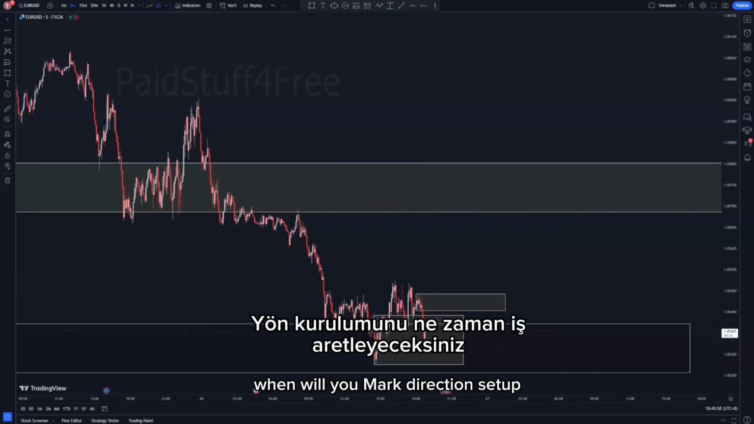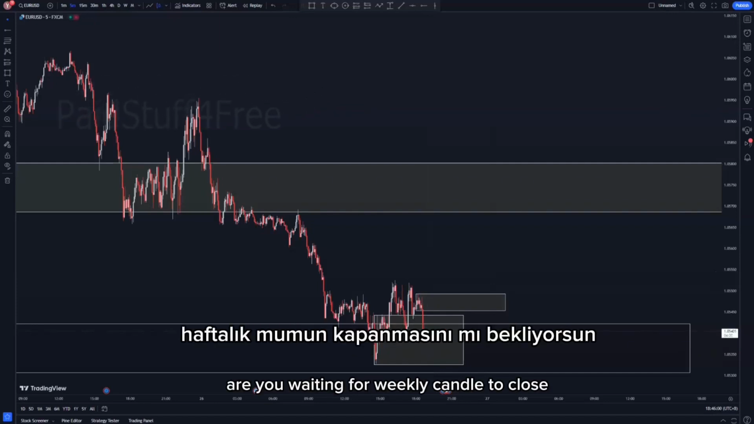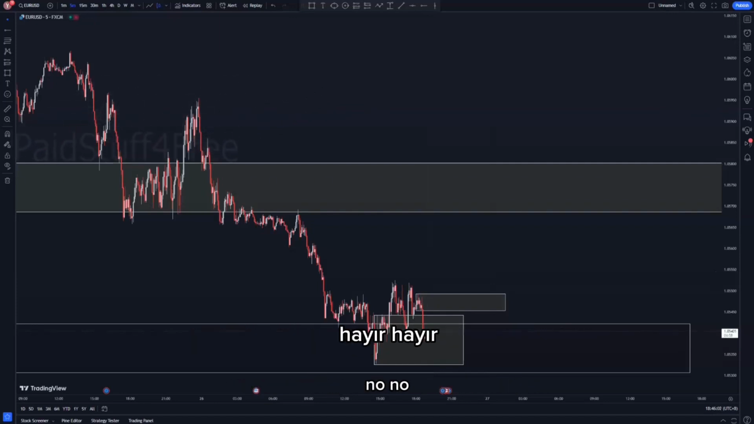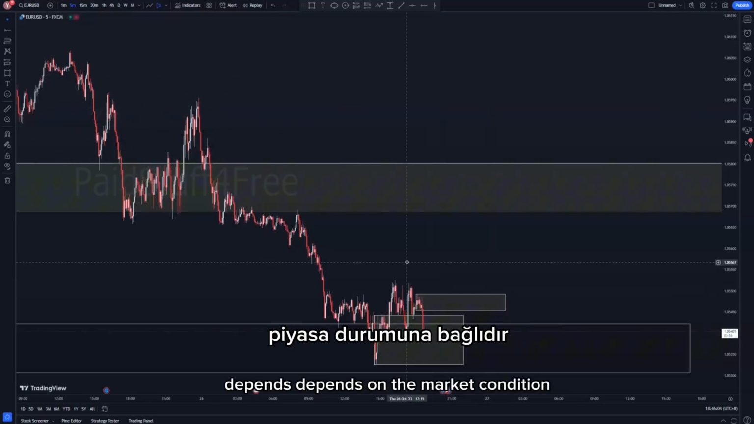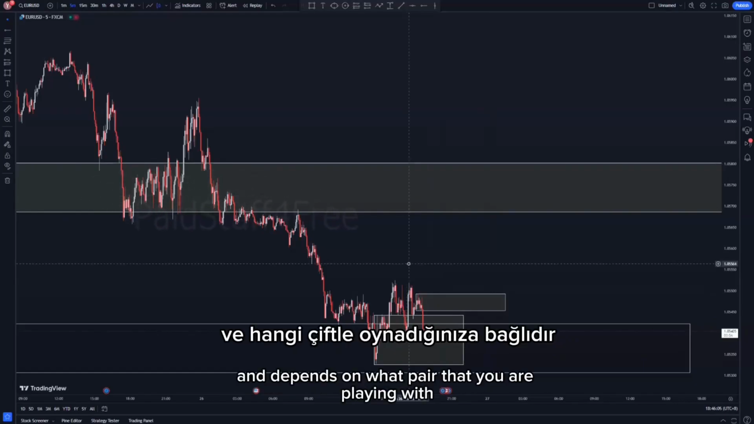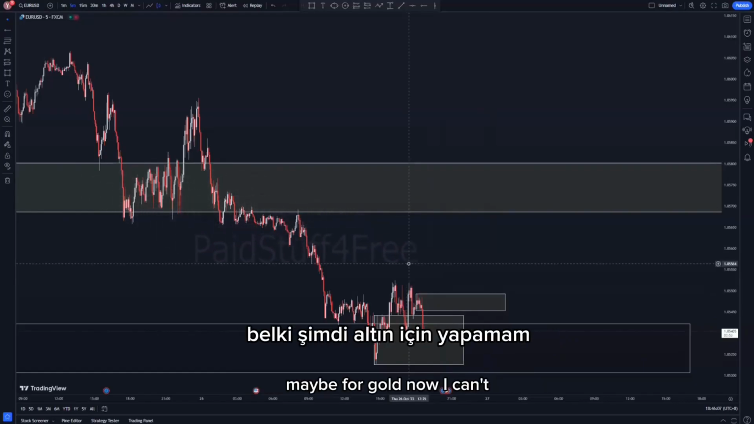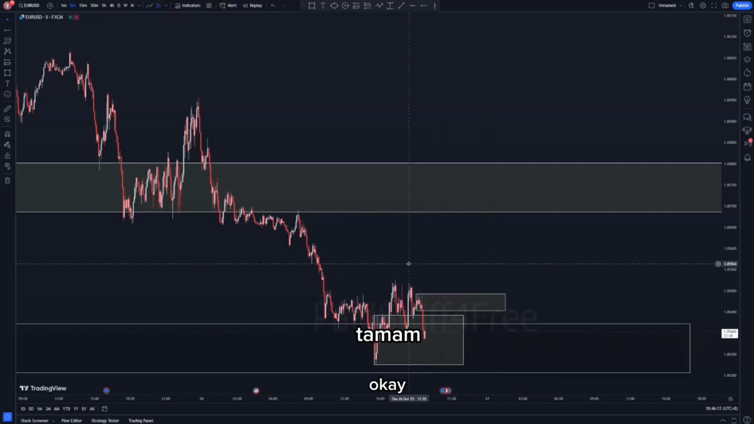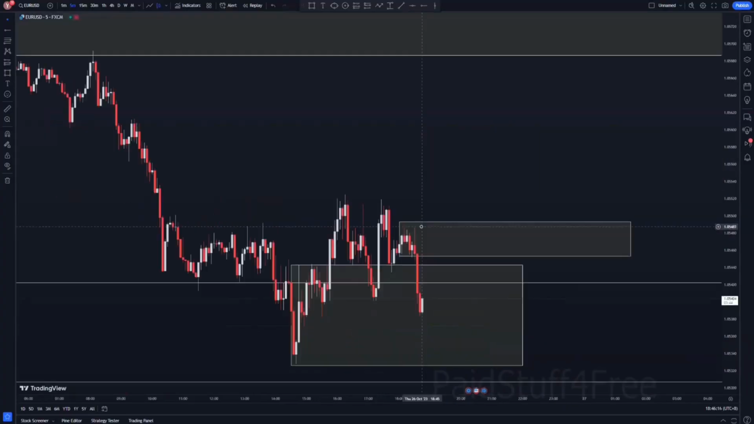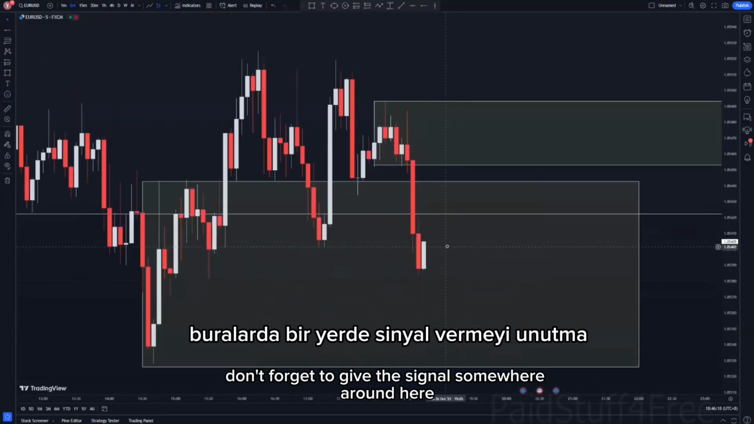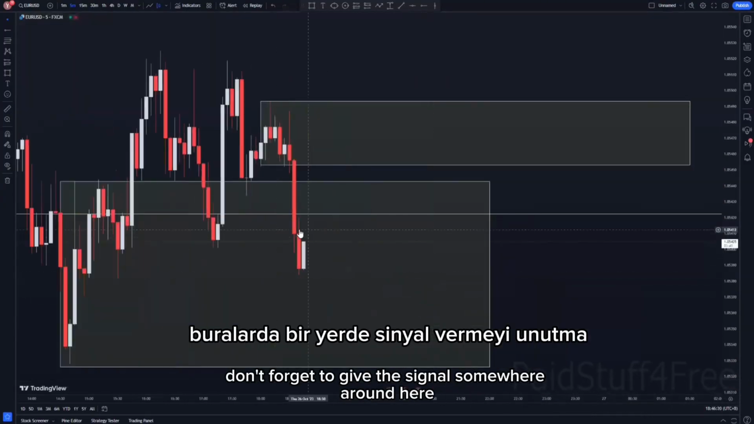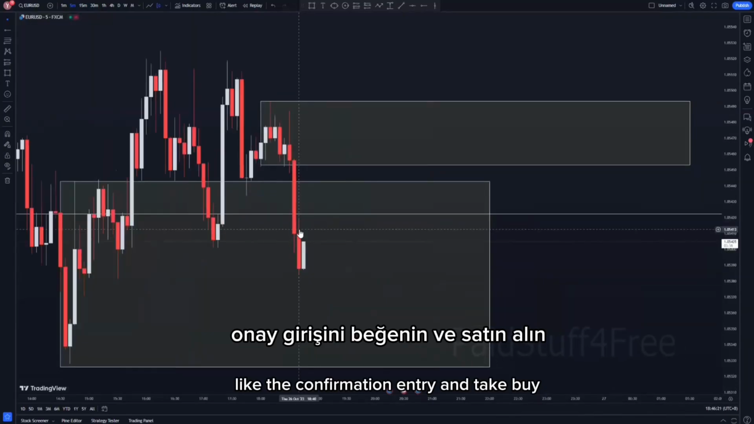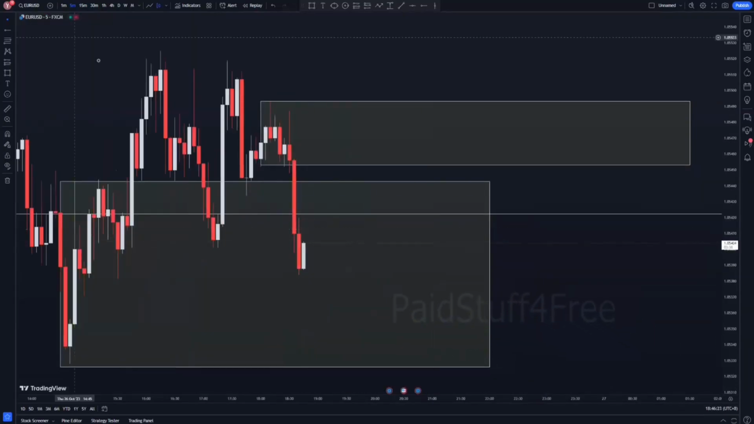When will you mark direction setup? Are you waiting for the weekly candle to close? No, it depends on the market condition, and on what pair you are playing with. Maybe for gold now, I can't tell where the price is really going. And don't forget to give the signal somewhere around here when the price creates the confirmation entry. Then take a buy.